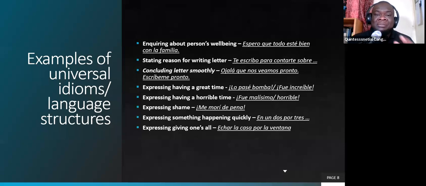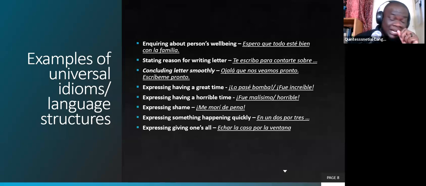Once you want to express something happening quickly, in a twinkling of an eye, en un dos por tres, you want to express that somebody gave their all. Echar la casa por la ventana, which literally says that you throw the house through the window, or like you bend backwards, this phrase could mean as well, right? These are universal phrases and idioms, language structures, etc. I was mentioning something before that. But one, you need to learn of these or phrases like these because as the name implies, they are universal.